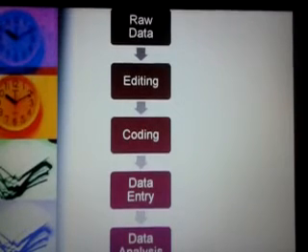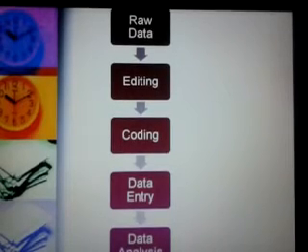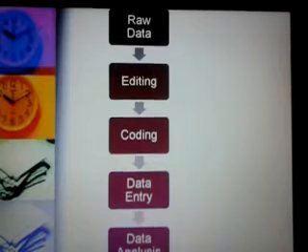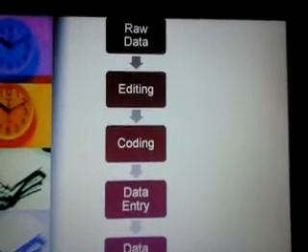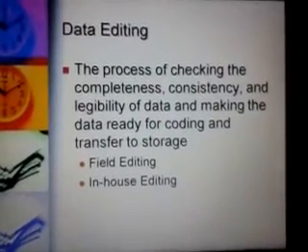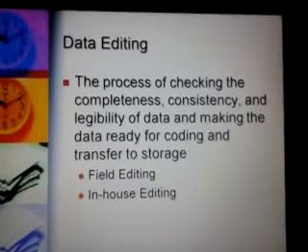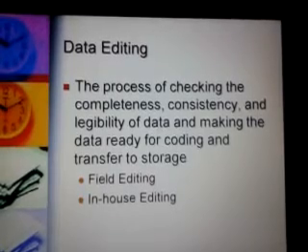So before we start data analysis, there are some steps, some process that needs to be done with the data, then only the data is ready for analysis. So first step, we'll discuss data editing. Data editing is the process of checking the completeness, consistency and legibility of data and making the data ready for coding and transfer to storage.